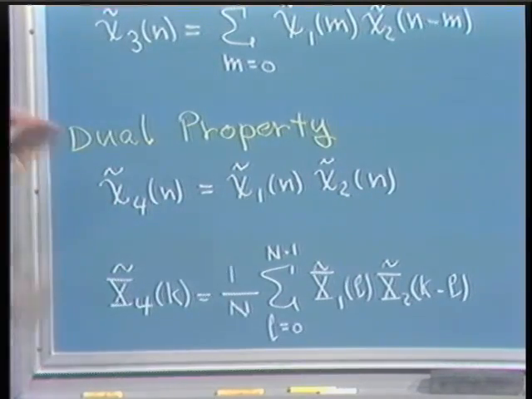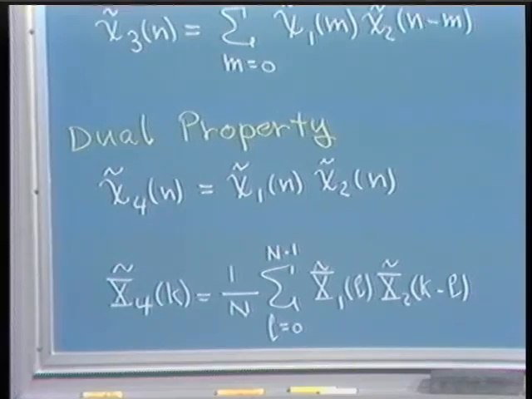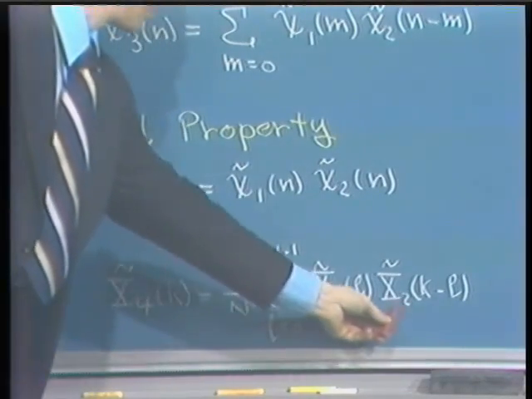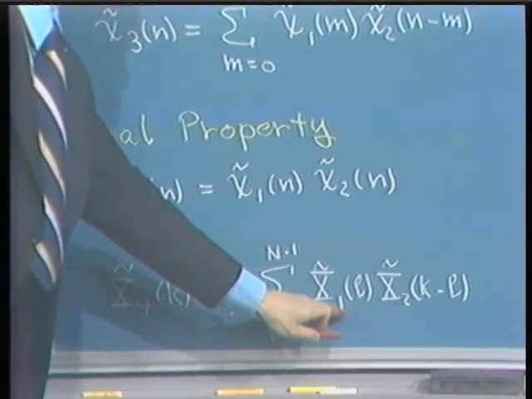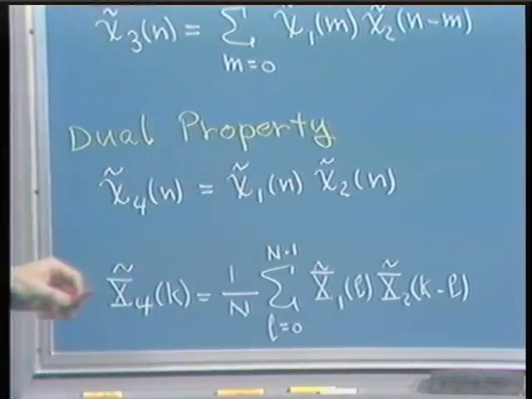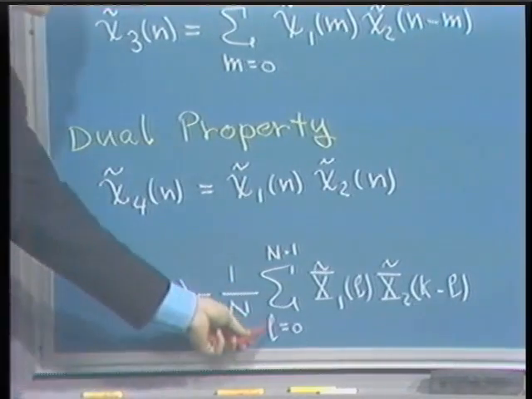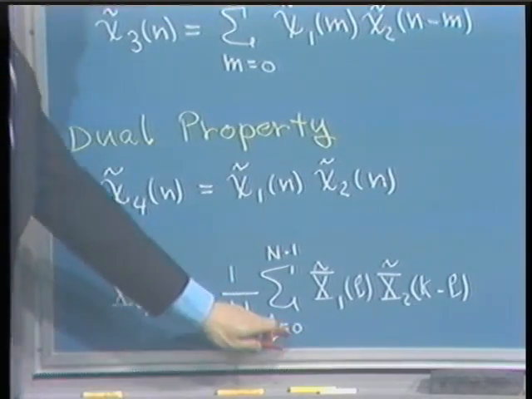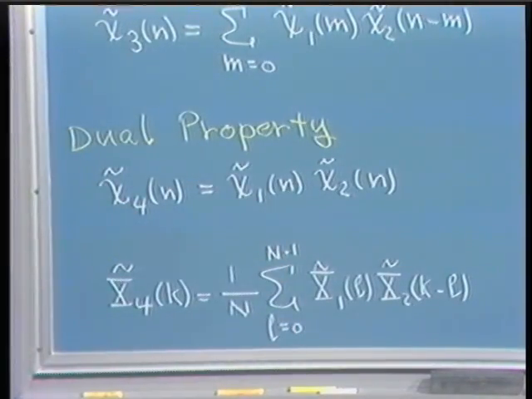And because of the duality now that we have between the time domain and the frequency domain for the Fourier series, these Fourier series coefficients are again the convolution of the two Fourier series coefficients for x1 of n and x2 of n. There's a normalization factor 1 over capital N, but again, the limits on the sum involve 0 to capital N minus 1.